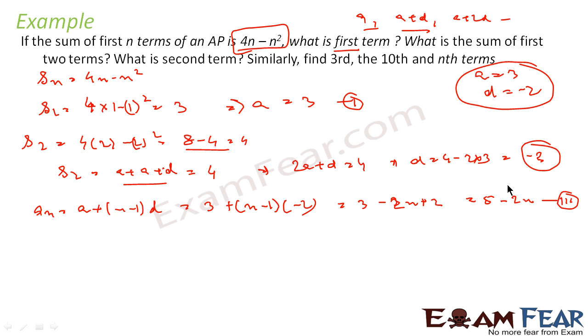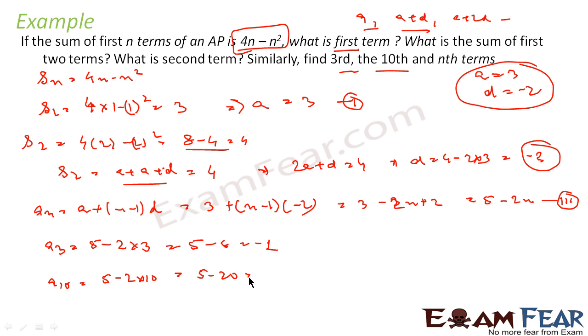Now I have to find the third term and the 10th term. If I am to find the third term, A3 is nothing but 5 minus 2 into 3, instead of n I have to write 3. This becomes 5 minus 6, that is minus 1. If I am to find the 10th term, it is nothing but 5 minus 2 into 10. Instead of n I am just putting 10, I get 5 minus 20, that is minus 15. So this is my third term, this is my 10th term, and the first term you already know.